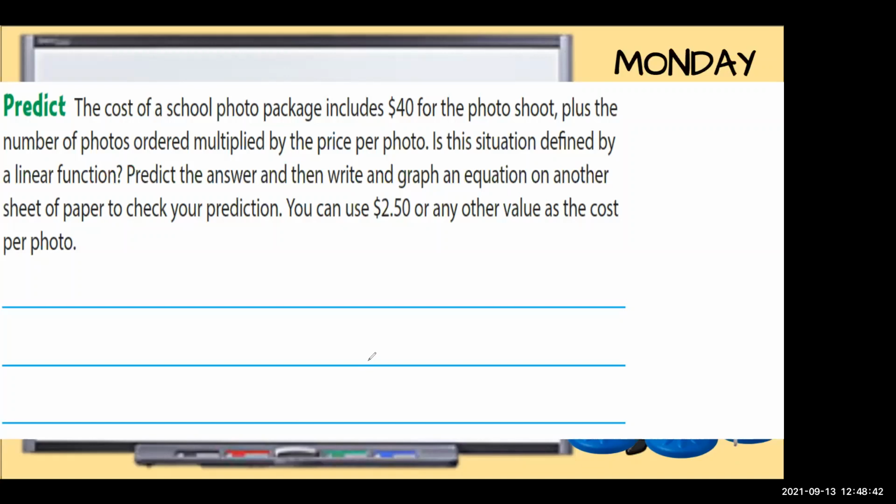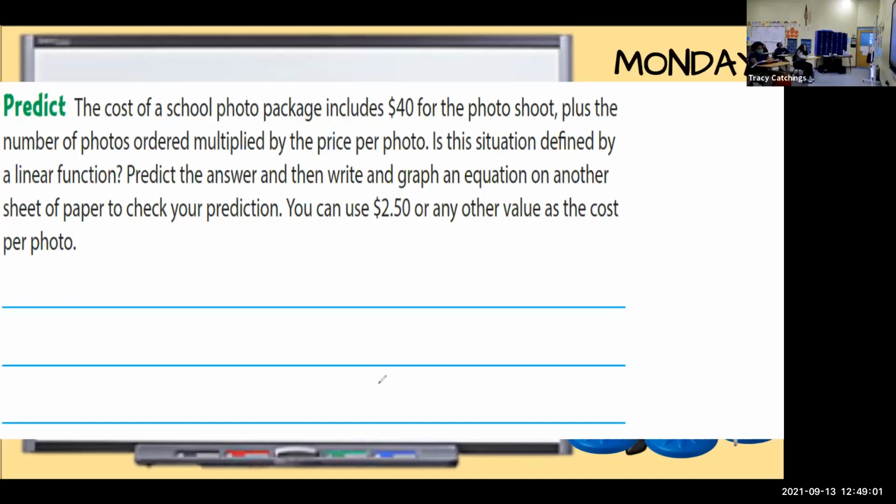All right, so the next one we're gonna look at. It says the cost of a school photo package includes $40 for the photo shoot, plus the number of photos ordered multiplied by the price per photo. And then I want to know, is this situation defined by a linear function? Before I continue reading, let's think about what they told us. What did they tell us?